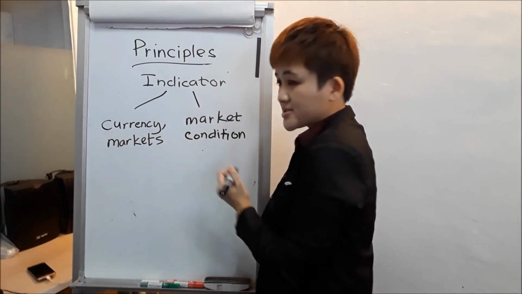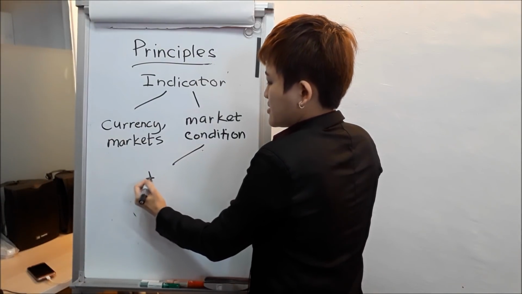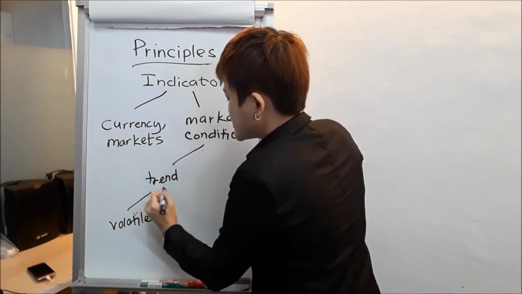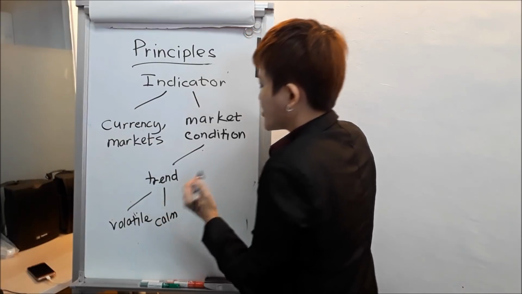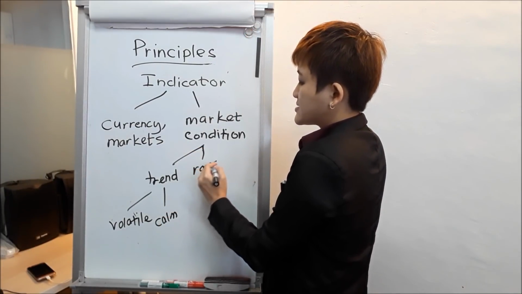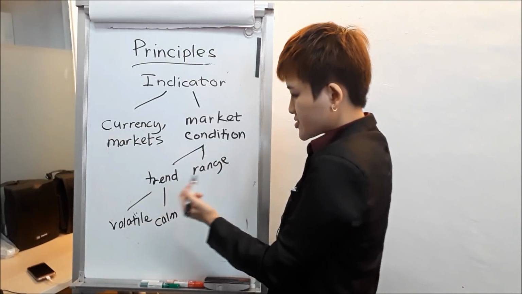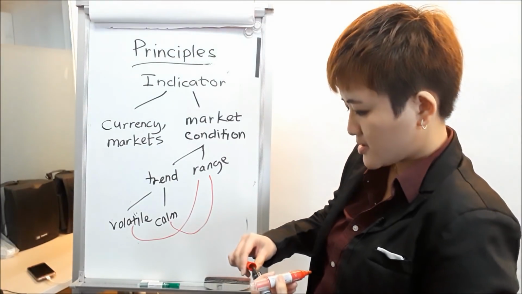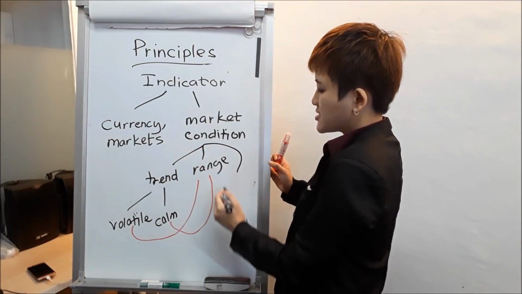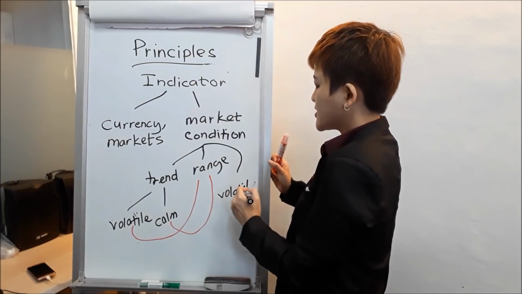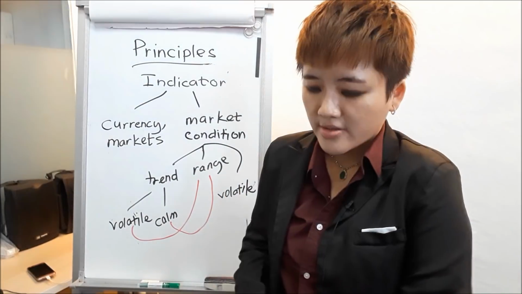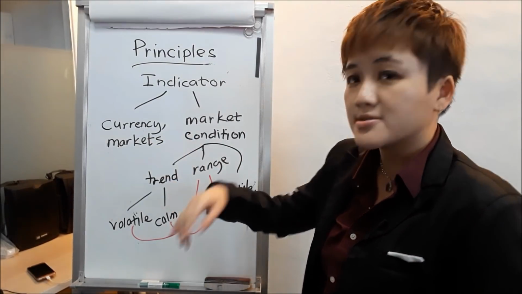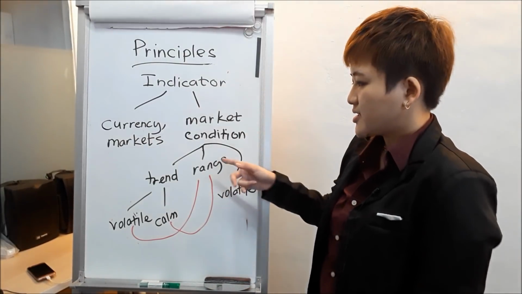And also apply it to the right kind of market conditions. What does market condition represent? Is the market trending? Is it a very volatile kind of trend? Or is it a very calm and non-volatile trend? Is the market ranging? And also, is it a volatile range or a very calm range? Or the market is just chaotic in general? It's just volatile. You cannot tell whether it's ranging. You cannot tell whether it is trending. Certain indicators work better in a trending market. Certain indicators work better in a ranging market.